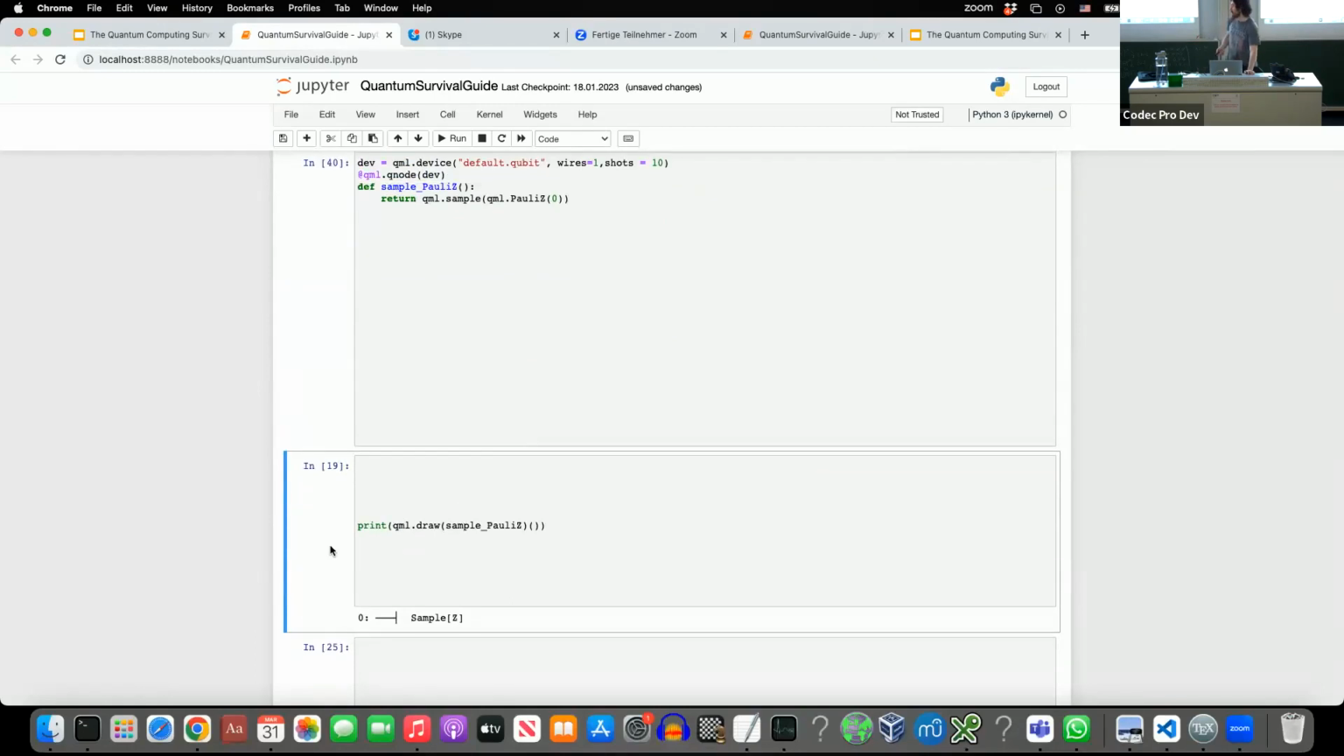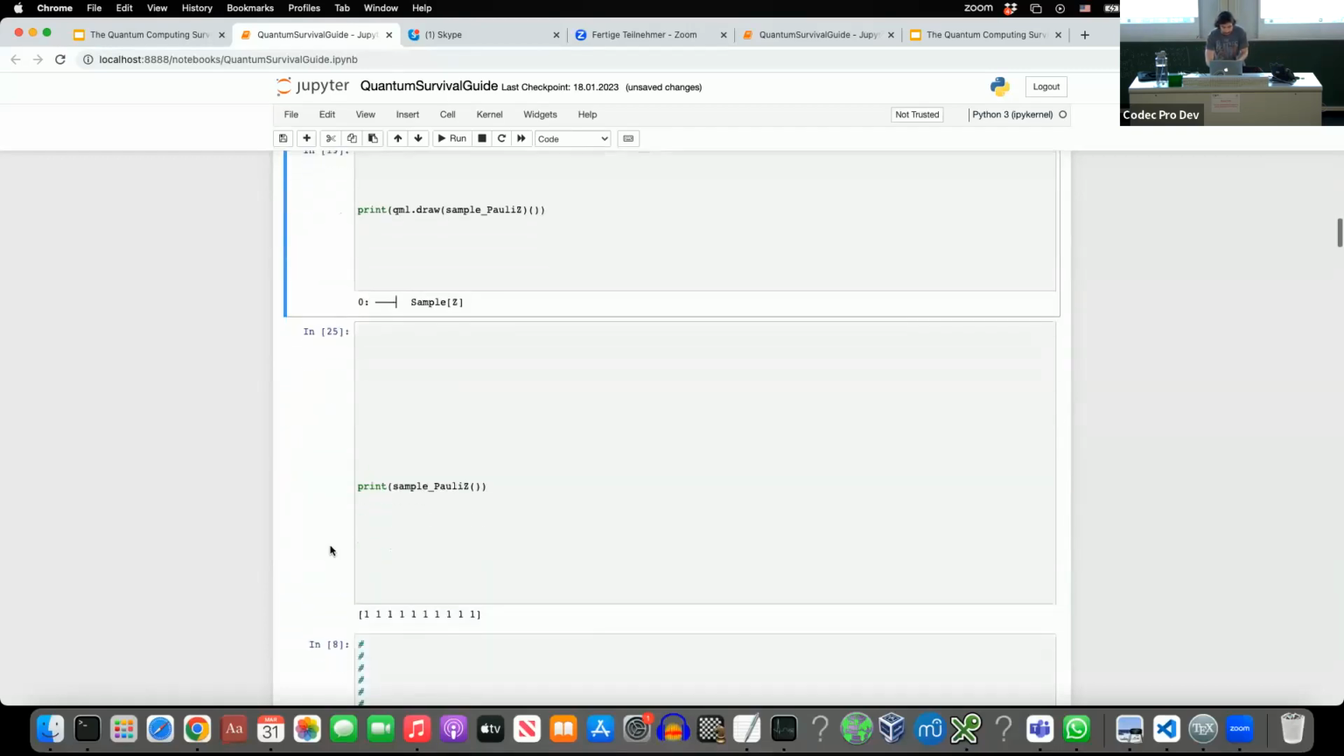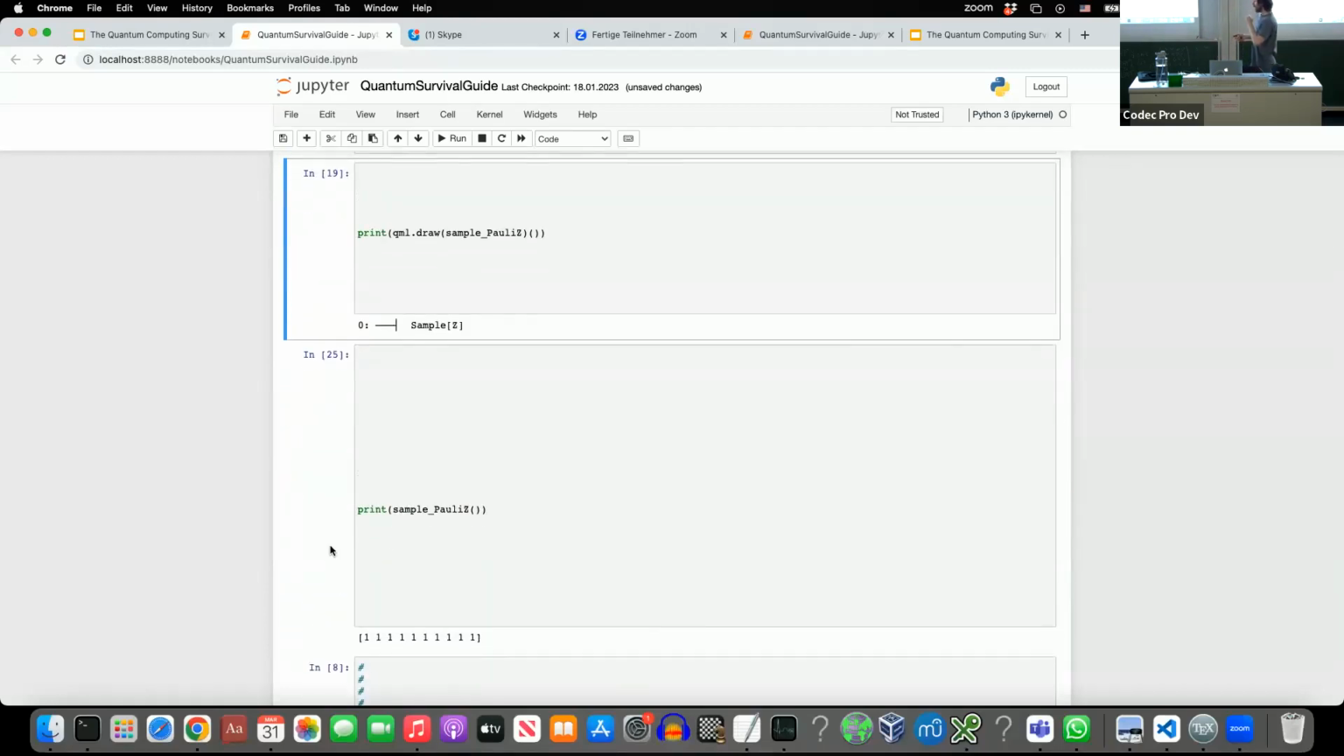And something that's also nice about PennyLane is that you can draw these circuits that you've defined. So here is our very simple circuit diagram. We can see here our qubit number 0 is being initialized, passed through a wire, and then the circuit ends by taking a sample with the Pauli-Z observable. And when we print out what this circuit returns, we see that we get an array with 10 ones, so 10 samples, and each time the observed eigenvalue is 1.